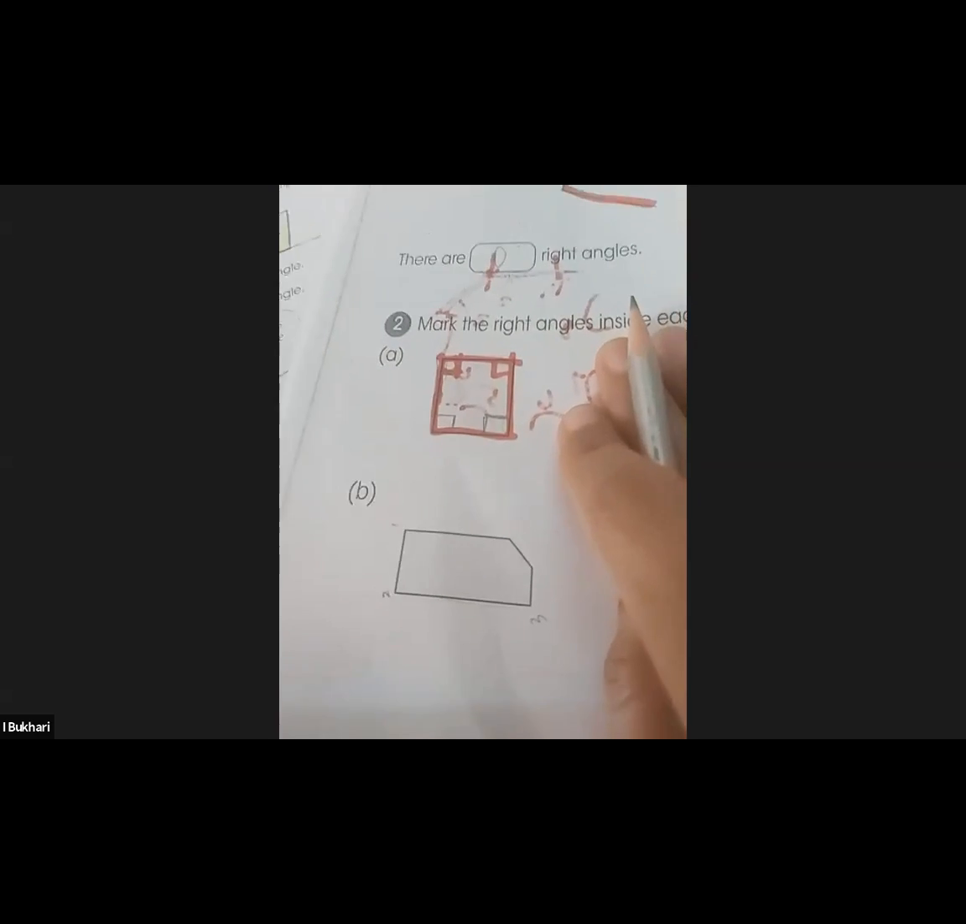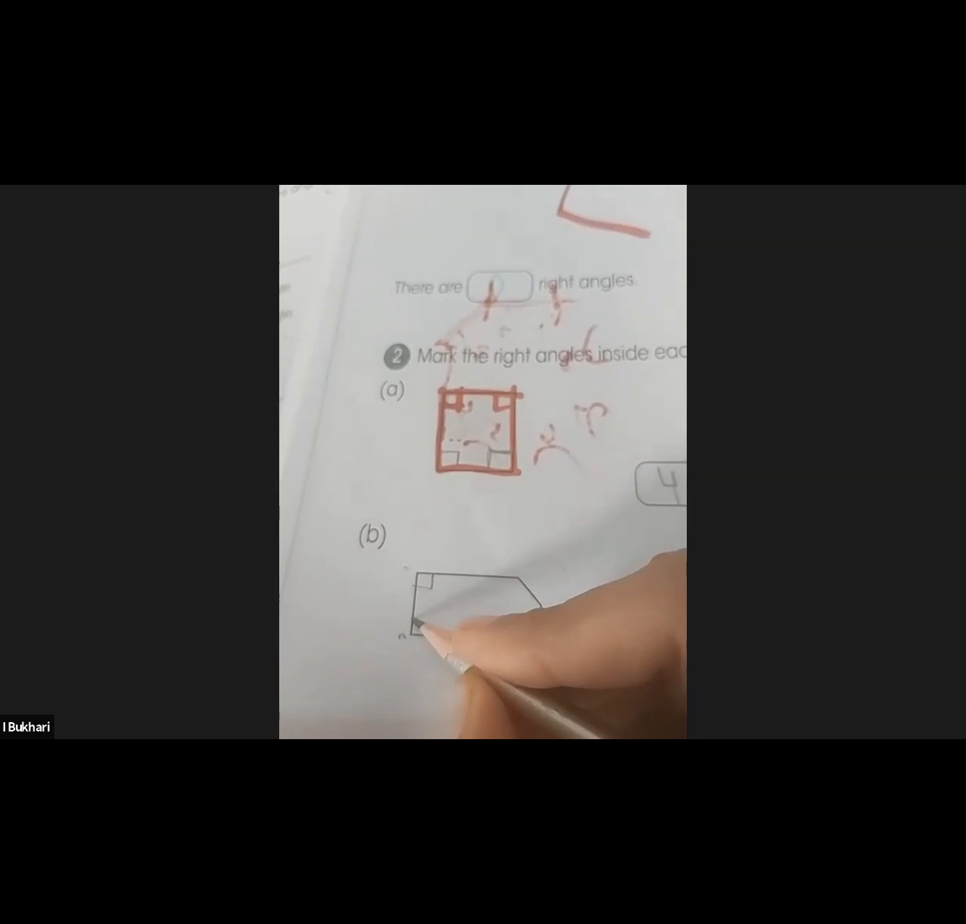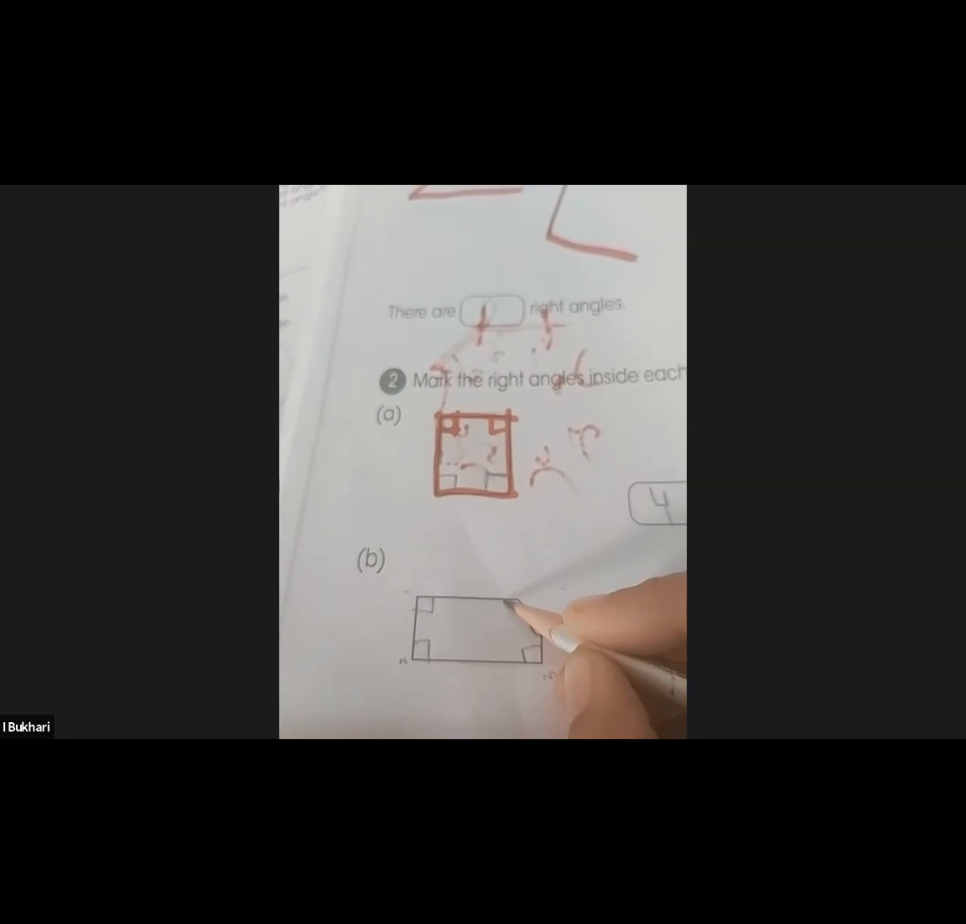Now B, who's going to do B? Harim, do you want to do B? Ahmad Ibrar. The B has 3 right angles. Is this a right angle? Yes, so I will use this symbol. Is this angle a right angle? Yes. Good job. What about this? Yes. What about this? No, this is not a right angle. And this? No. So we have 3 right angles.